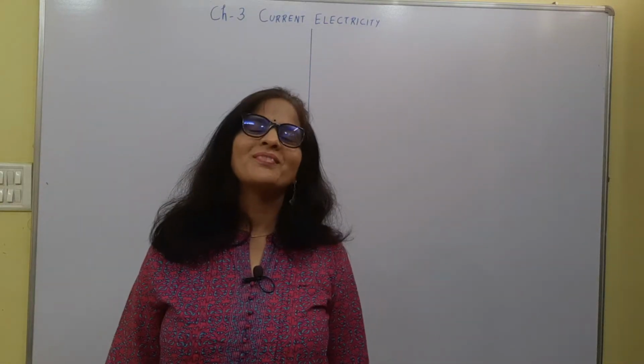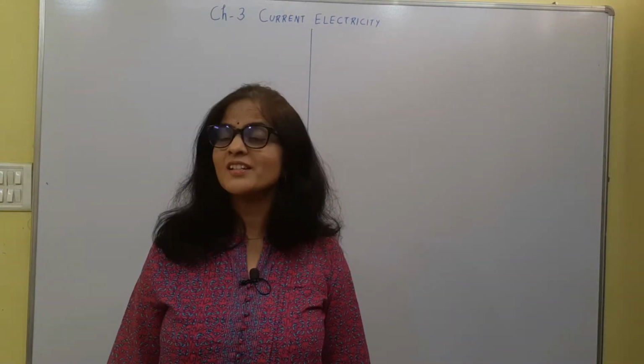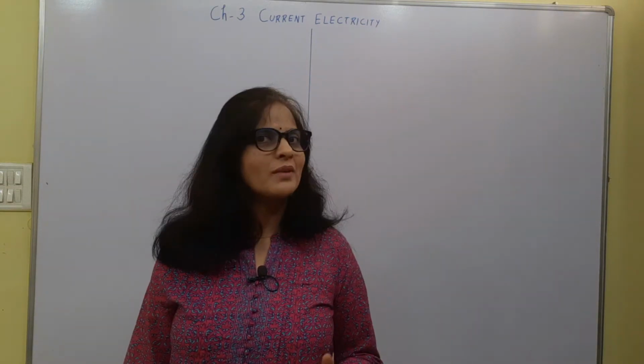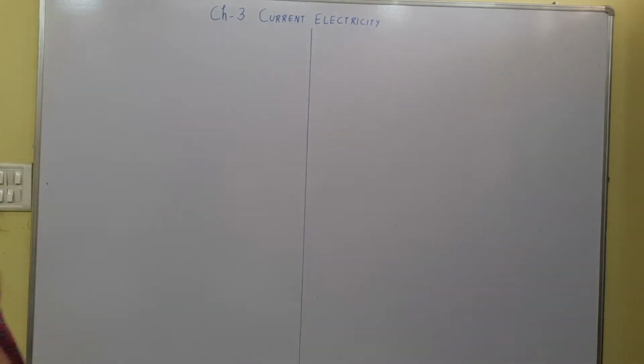Hello everyone. Today we are going to discuss some graphs related to cell. We know the basic relation for cell, V is equal to E minus IR, for discharging when the current is being drawn from the cell.